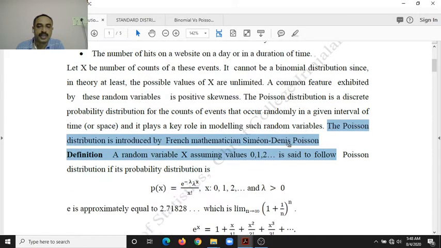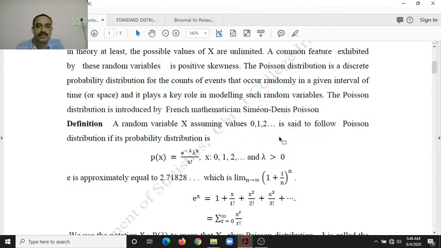Now, you see that the variable x is said to follow Poisson distribution if its equation is e raised to minus lambda, lambda raised to x by x factorial, and the values of x are 0, 1, 2, etc. The lambda, the constant of the distribution, is greater than 0, and e is approximately equal to 2.71828, etc. We normally take it up to 4 or 5 digits, and it is also treated as the limit of 1 plus 1 by n whole raised to n when n tends to infinity.